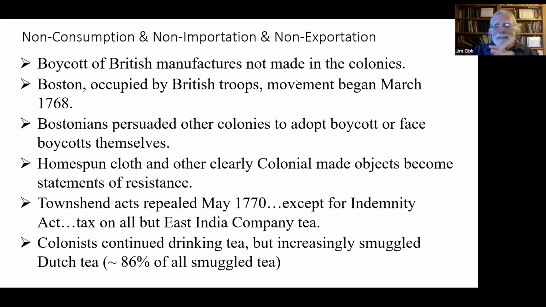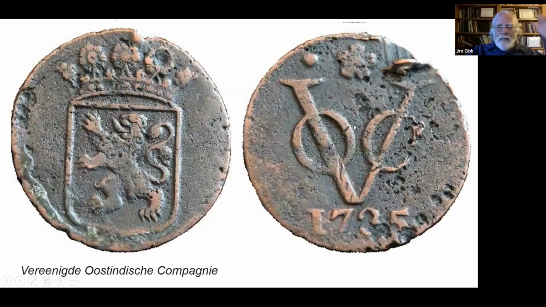The colonists kept drinking tea, but increasingly, instead of buying tea from the British East India Company, they bought tea that was smuggled in. I don't know where this number comes from. It's the only one I could find, but the estimate is 86% of all smuggled tea was smuggled in by the Dutch. And so their presence is visible in the colonies and really around the world. The Dutch East India Company, they even had their own coins like these from 1735. It has VOC, which are the initials for the name of the company, which is United East India Company in the English translation.